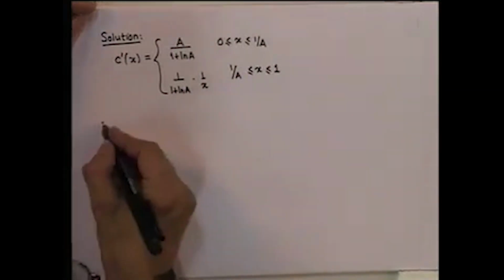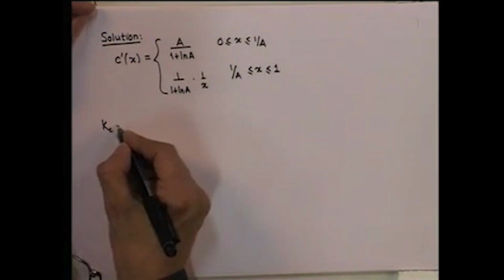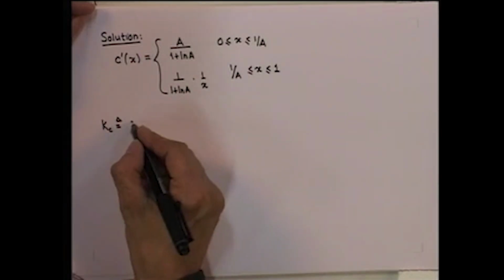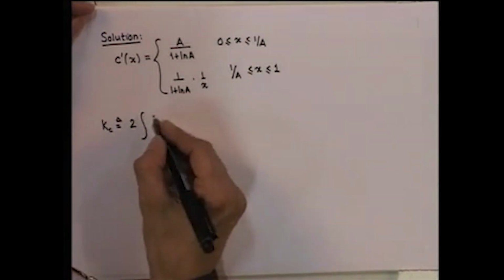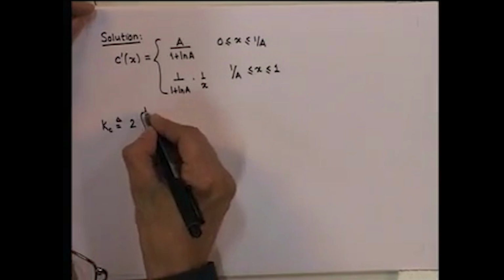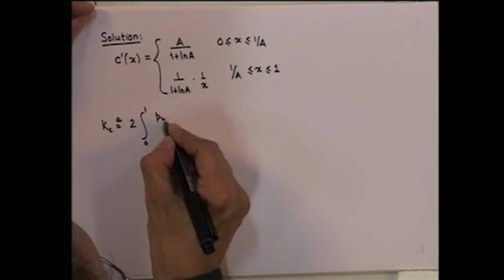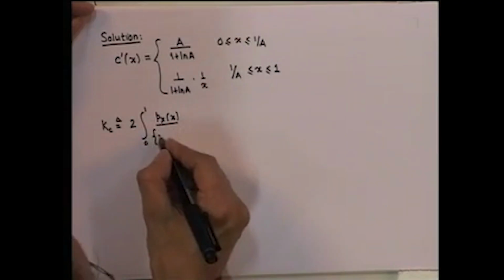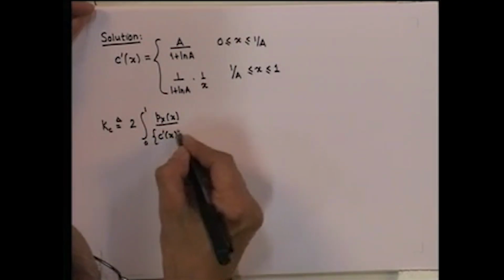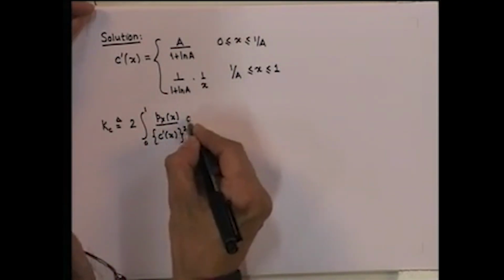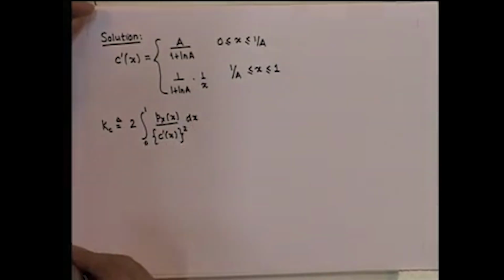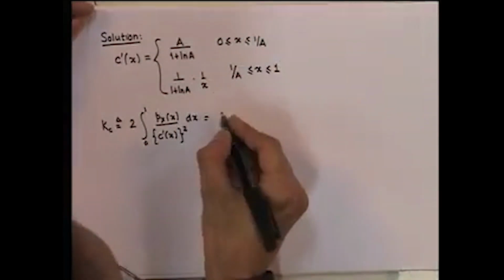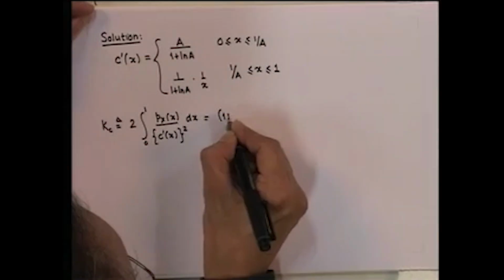Now, we have seen the definition for K c in the last class, that it is equal to twice the integral from 0 to 1 of the quantity P x divided by C dash x squared dx. Now, if we plug in these values, we get the following expressions.